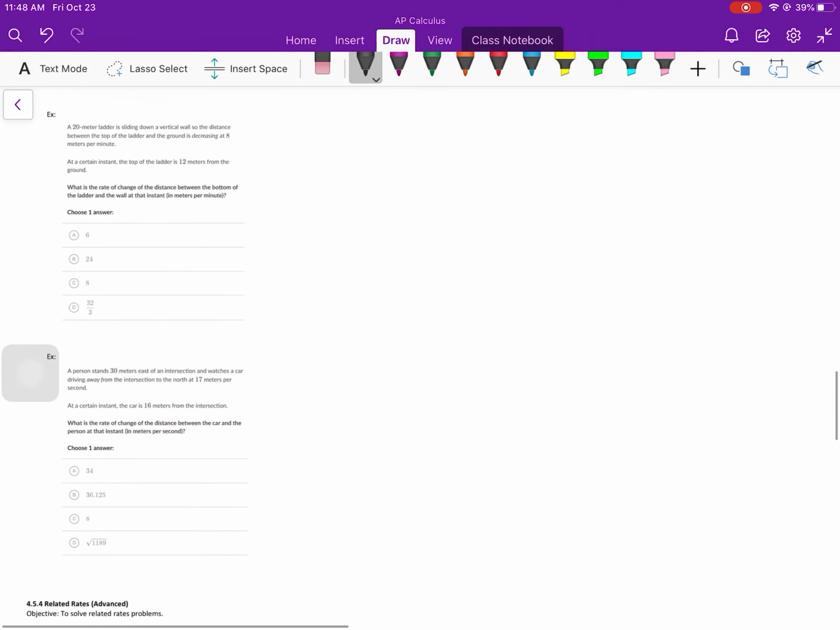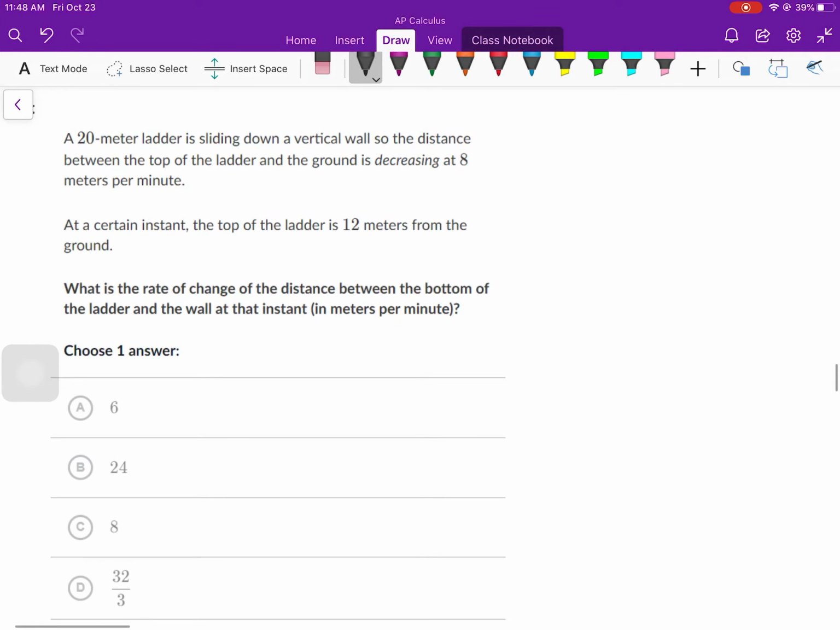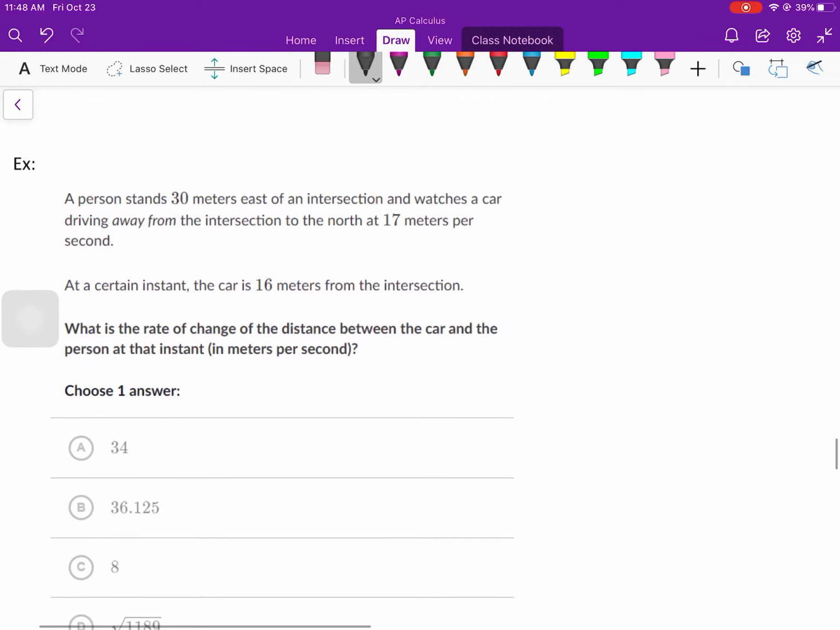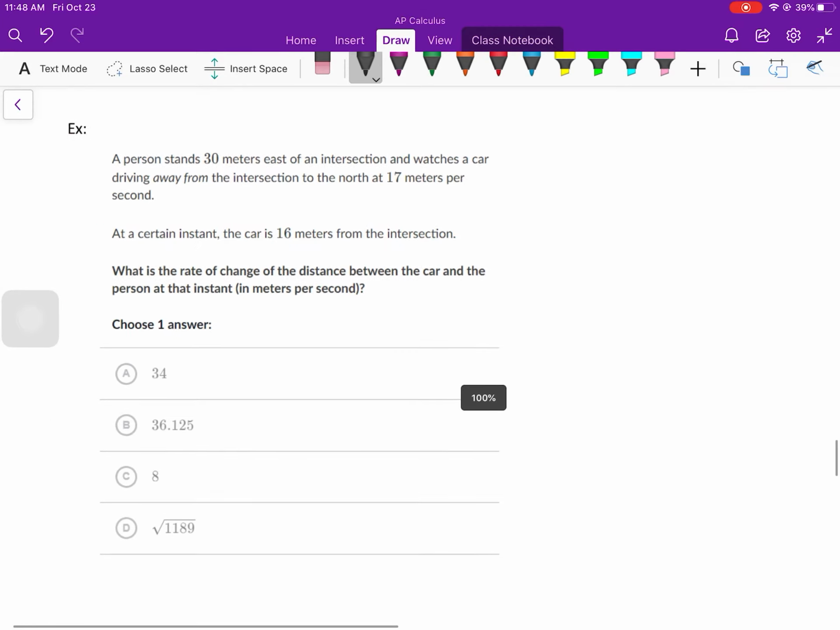Let's look at another problem. This one's the same idea, the same ladder problem. Just got to be careful. This one, it's giving us the distance between the top of the ladder and the ground is decreasing. So this time they give us dy/dt instead. And then at a certain instant, the top of the ladder is this many. So just, same idea. You're going to do the same stuff to figure out that. Just draw the picture, label it.